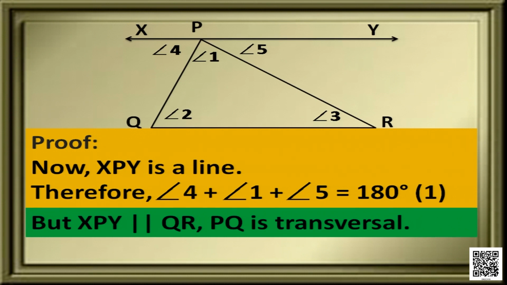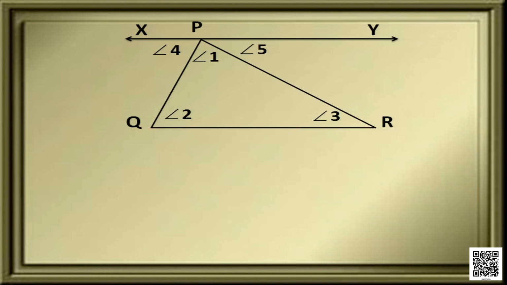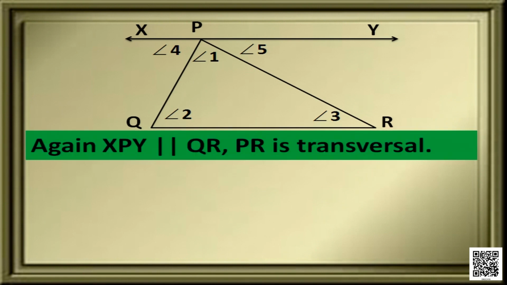If we consider PQ as the transversal, then we have two angles that are equal. What are they? Angles 2 and 4. Why are angles 2 and 4 equal? Because they are alternate interior angles. Angle 4 and angle 2 are alternate interior angles. Similarly, if we take XPY parallel to QR and PR as the transversal, then which are the alternate interior angles? The alternate interior angles are 3 and 5.